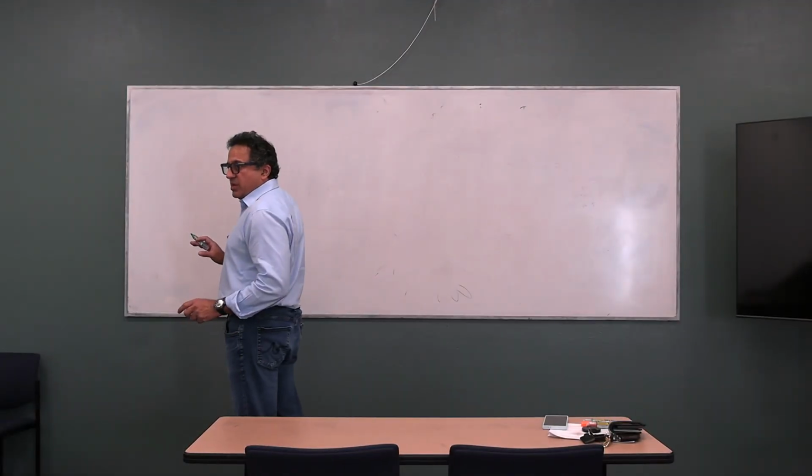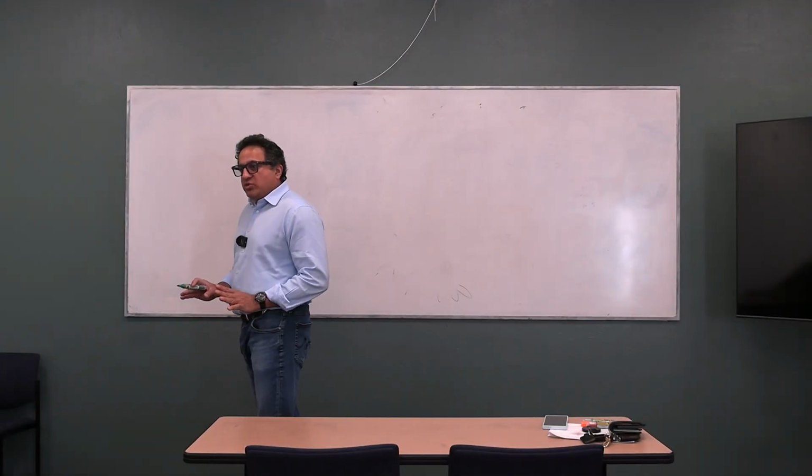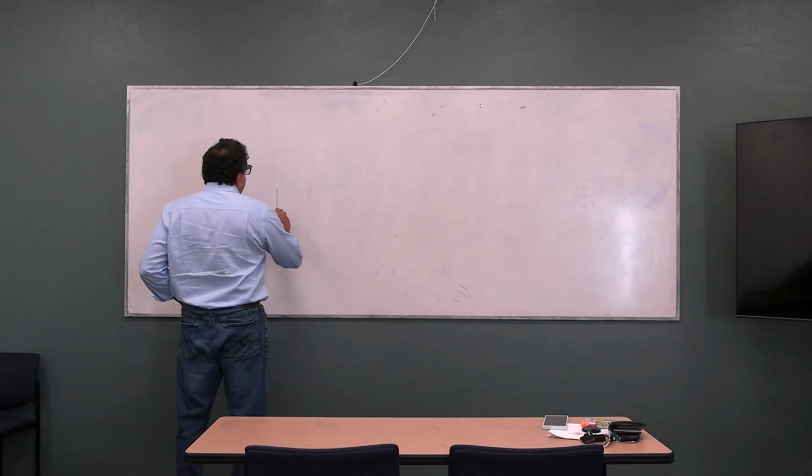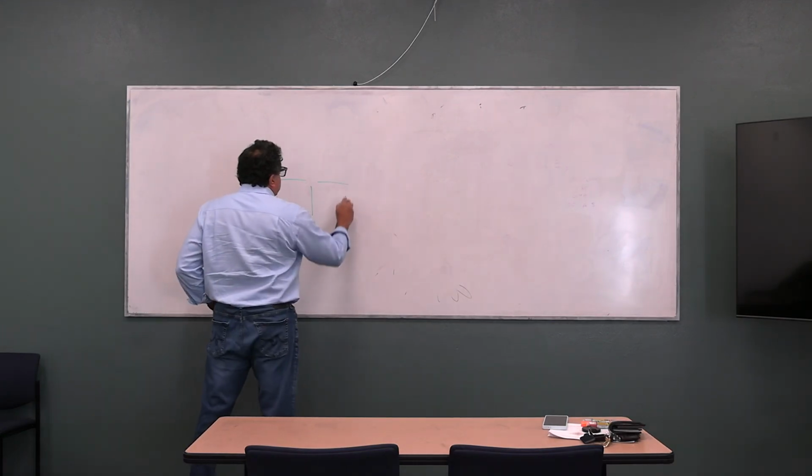So the question's about how to think about the Madelung problem. Okay, let's treat this as a two-dimensional problem. Let's have plus and minus charges in 2D, right? So my 2D square lattice is going to look like this.